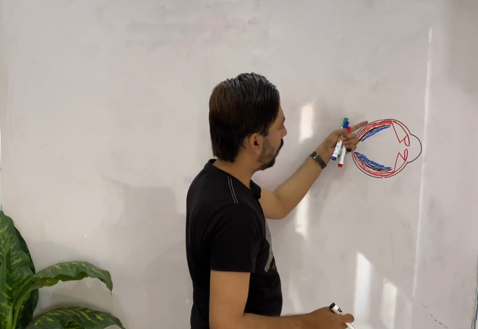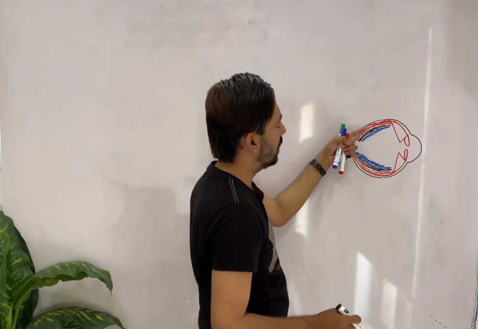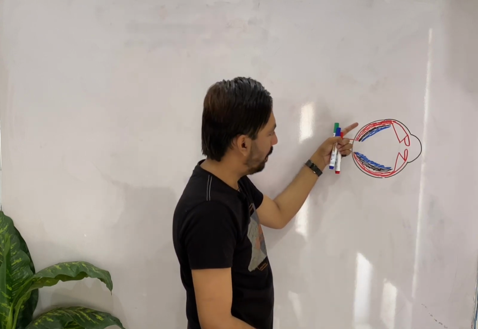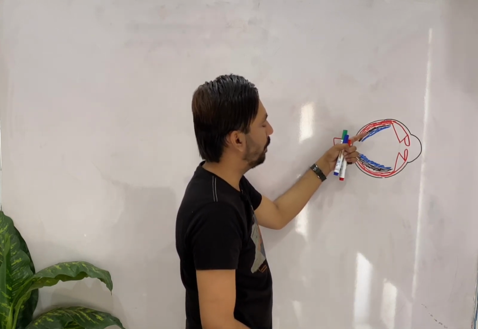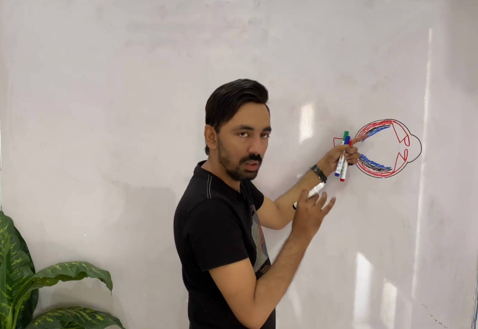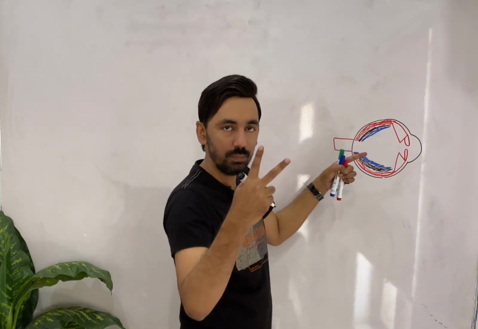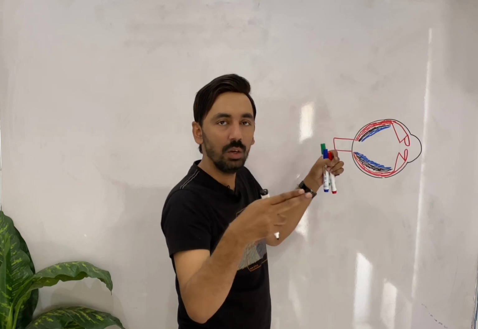Beneath the sclera there is the choroid, and beneath the choroid there is the first layer of the retina, which is called the retinal pigmented epithelium. Beneath the retinal pigmented epithelium, the second layer of the retina is called the neuronal layer. So the retina has two layers, the pigmented epithelium and the neuronal layer.